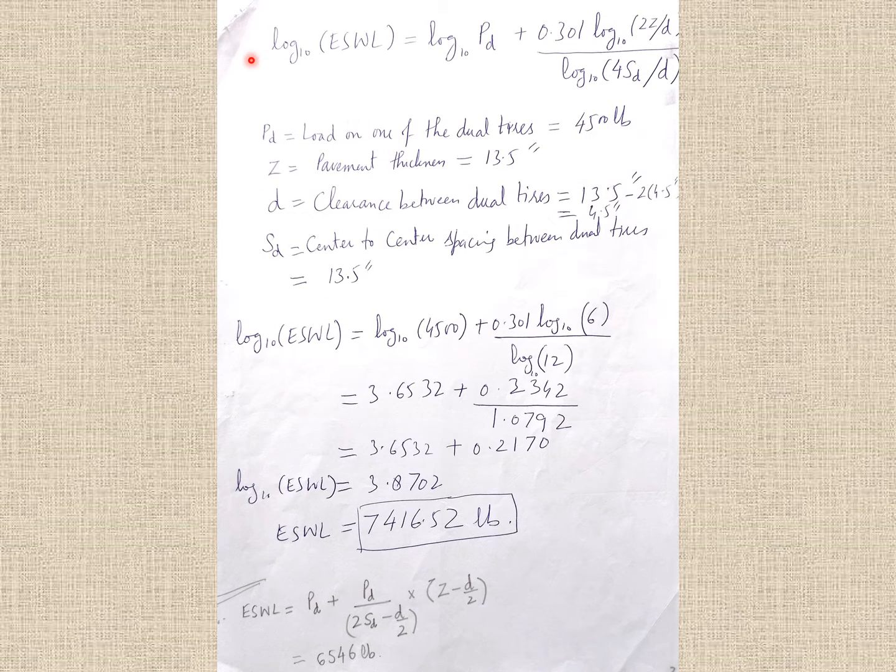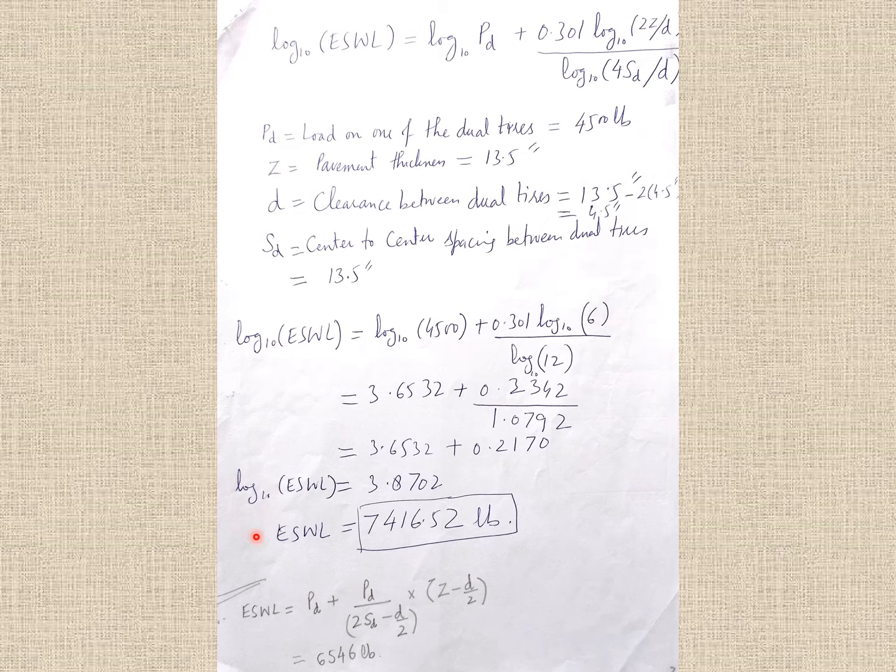Now, analytically, to get the equivalent single wheel load, you can use this formula. Here P sub D, that is the load on one of the dual tires, is 4500 pounds. Z is the pavement thickness in which we are interested, that is 13.5 inches. D is the clearance between dual tires, and that is obviously 13.5 minus 2 times 4.5, which equals 4.5 inches. S sub D, the center to center spacing between dual tires, is 13.5 inches. So just plug in the values, and you get the equivalent single wheel load, that is 7416.52 pounds.